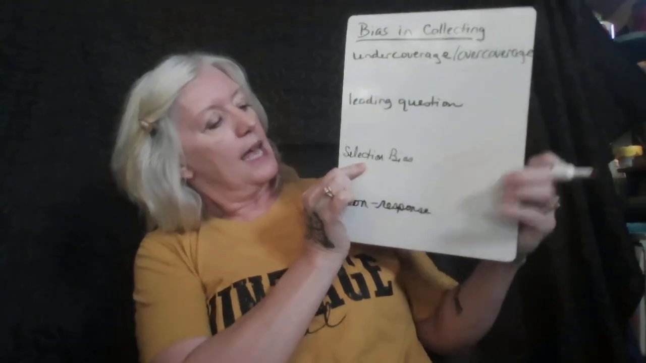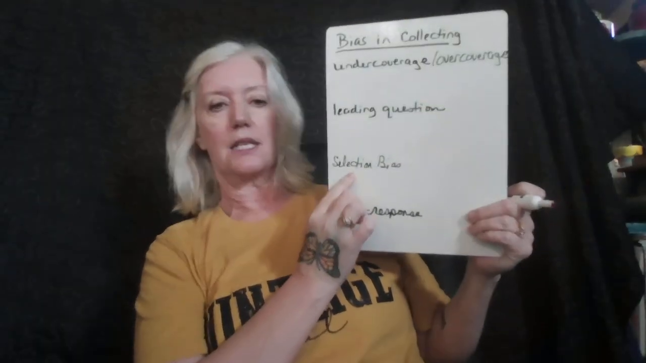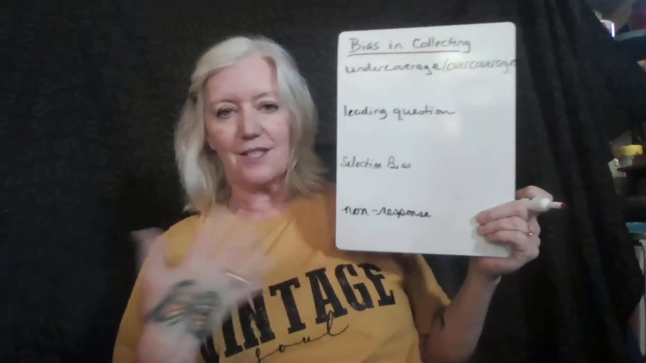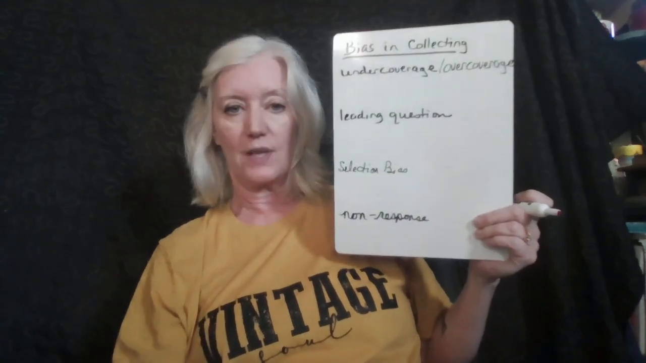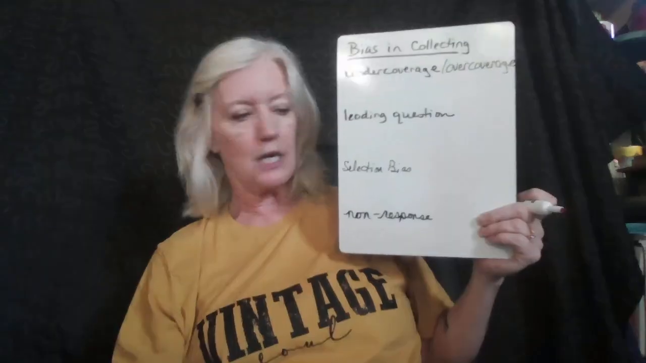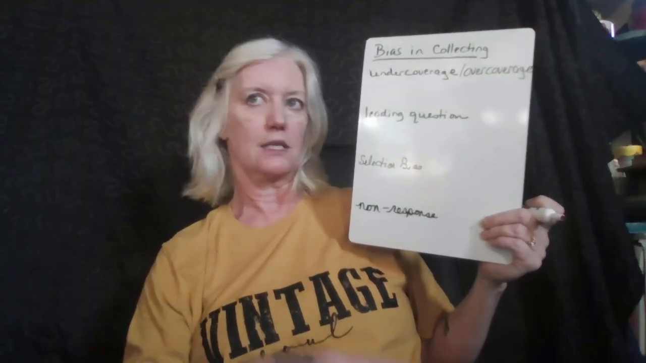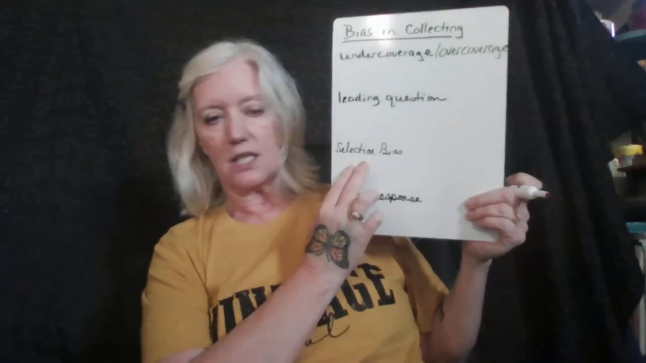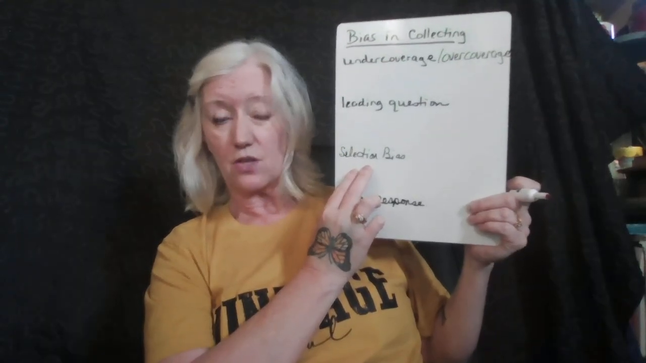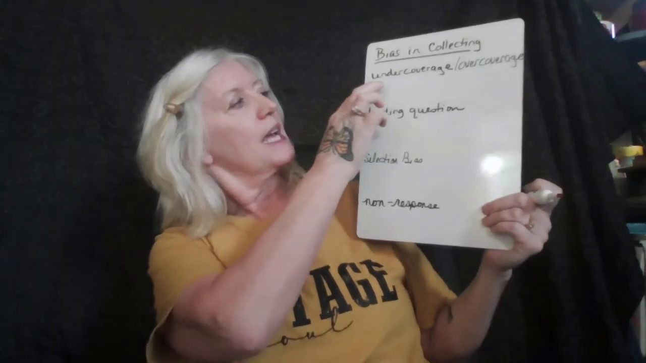Okay, another bias is called selection bias, and that is where you only select people that are going to answer a question the way you think you're going to ask. You only ask your friends what they think about something. You only ask people in your political party what they think of a candidate against or for. You only ask people that are going to agree or disagree with you so that you get answers the way you want them. Non-response is kind of like under coverage.